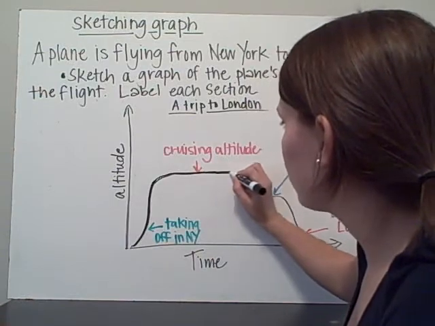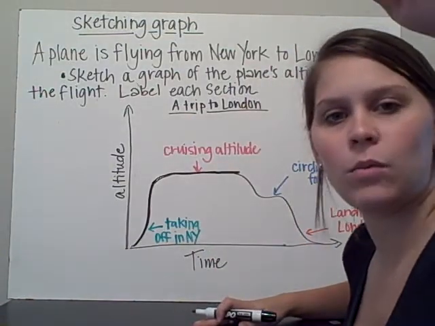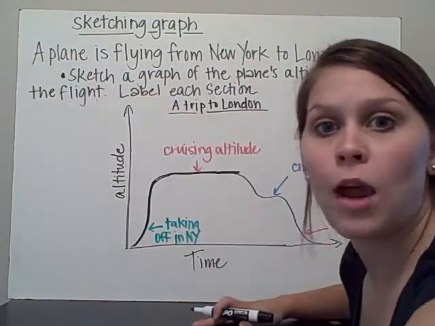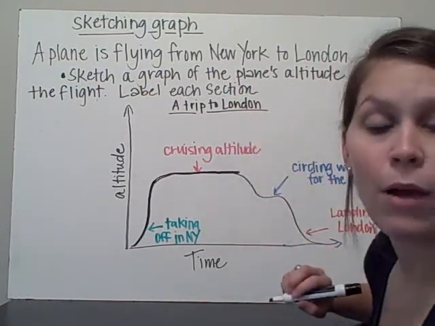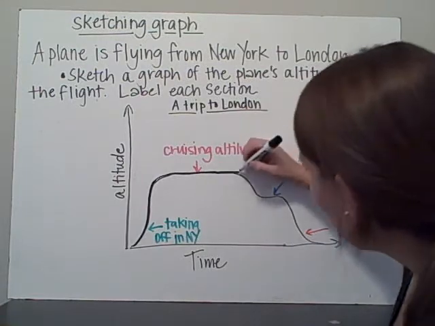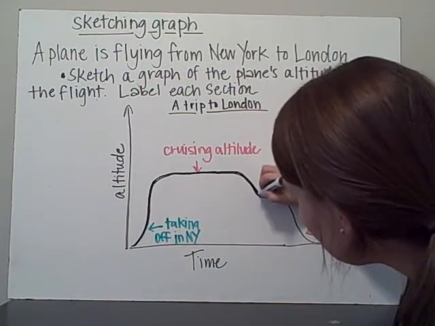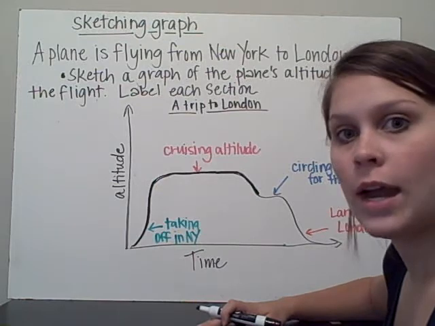So this would be our cruising altitude. We're at the highest that we need to, and now we're just traveling to our distance. Now when we get closer to our destination, which would be London, we're going to make a sharp descent. That's because we're getting closer to the ground.